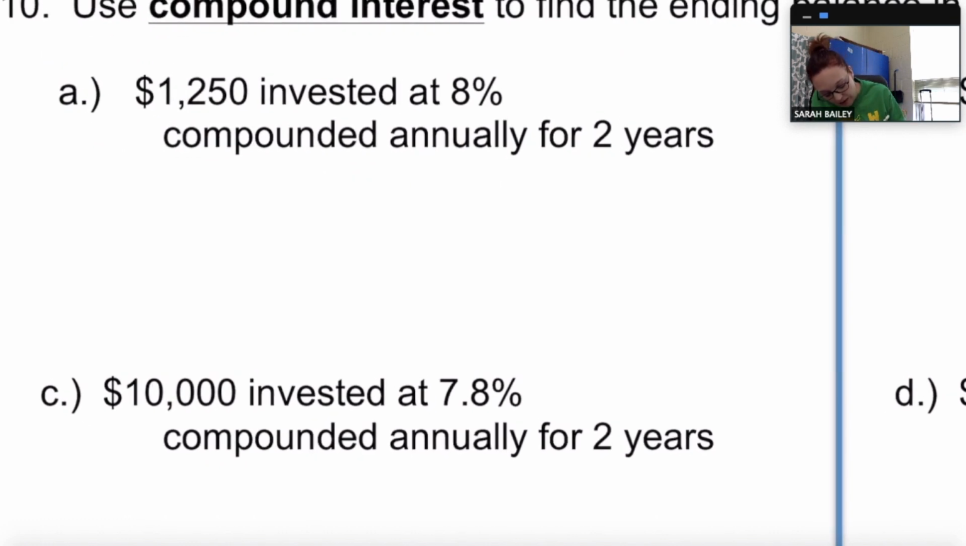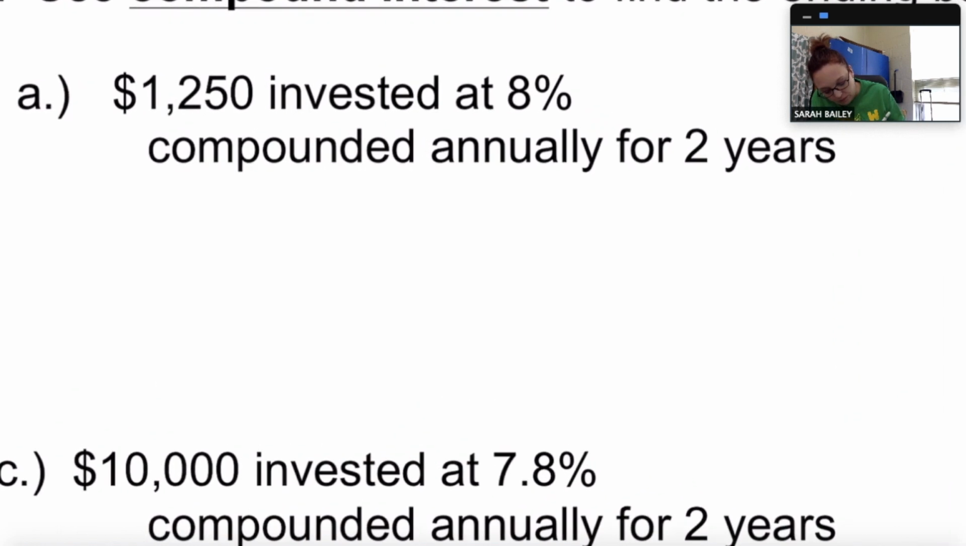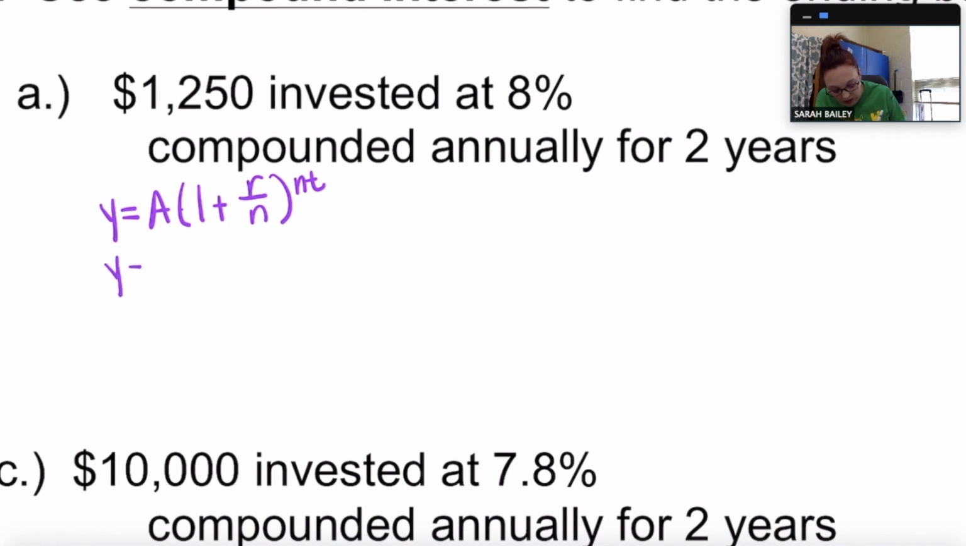So I'm going to write down my formula. That's Y equals A times 1 plus r over n to the nt power. So A is the initial investment amount, which is $1,250. 1 plus my interest rate is 8%, so that's 0.08.